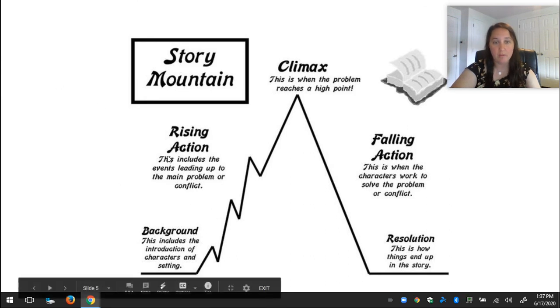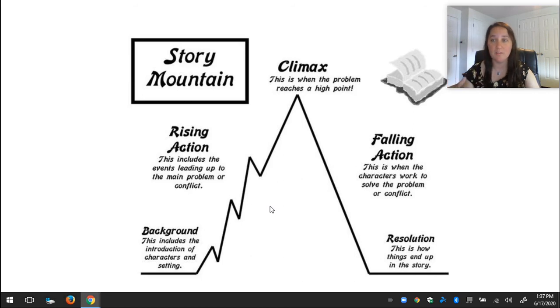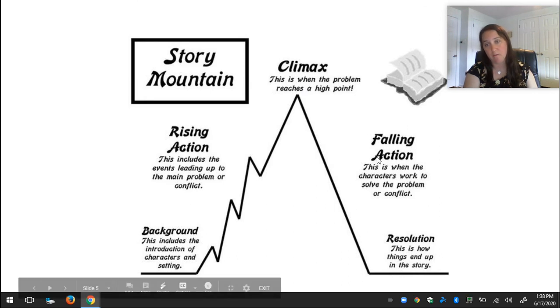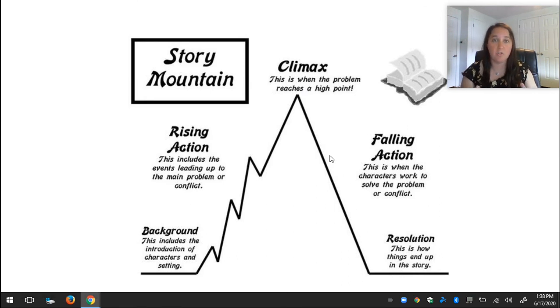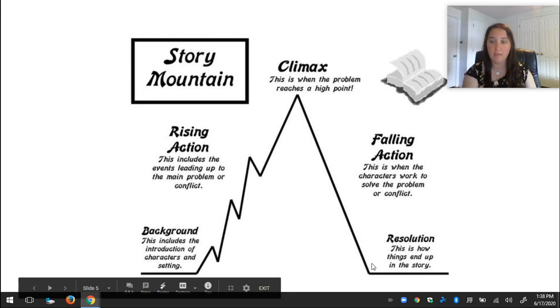As you move up the mountain, you're going to hit the rising action. The rising action includes the events that lead up to the big problem, the main problem or the conflict in your story. At the top of the mountain, after you explained all those events that lead to the problem, your climax is when the problem reaches this high point in the story. After your climax, you start to go back down the mountain and you have your falling action, where the characters work to solve the problem or the conflict that you had already explained. And then last is your resolution, which is how things end up in the story.